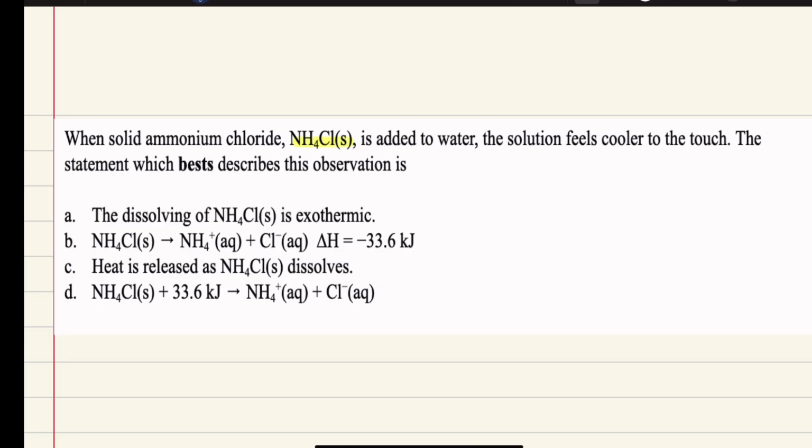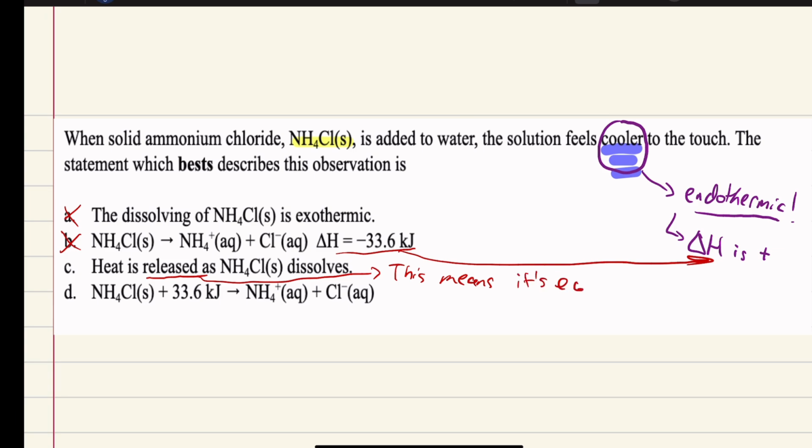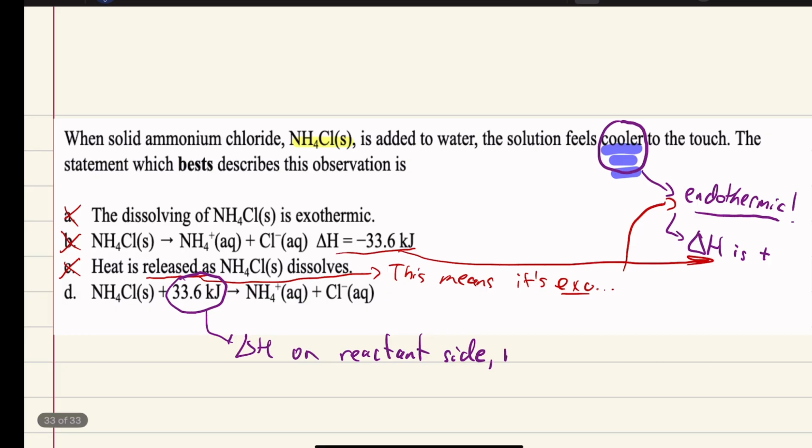So here, when ammonium chloride is added to water, the solution feels cooler to the touch. And that point, cooler, is extremely important because that tells us that this reaction is endothermic. The statement which best describes this observation is, we got to think about, what does it mean to be endothermic? Well, your enthalpy change is positive, which means that the enthalpy change should be written on the reactant side of the equation. So if we look at B and C, none of those values or meanings reflect the reaction being endothermic. So the only one that has the enthalpy change term written on the right side would be option D. And so this would tell us that it is endothermic. And given everything that we have here, that would be the most proper response.